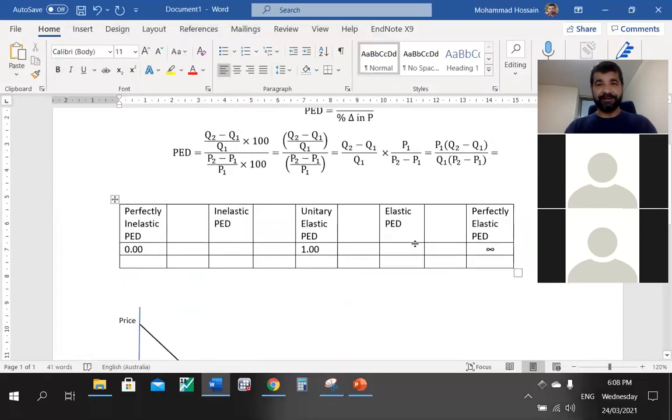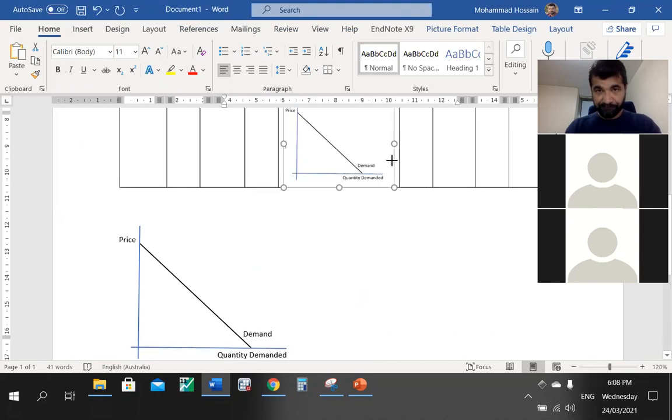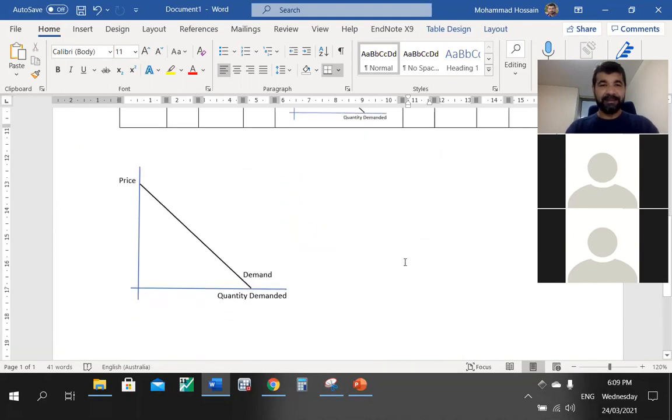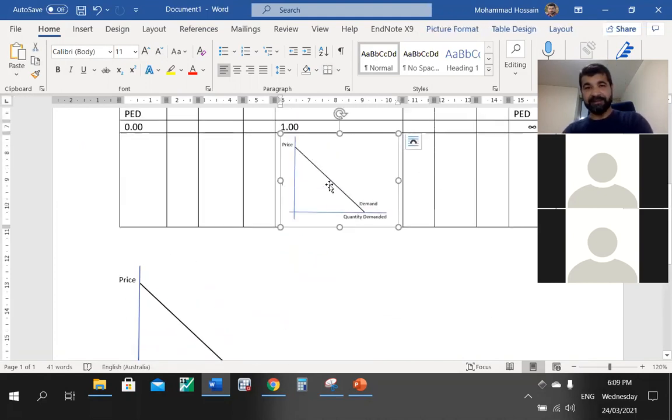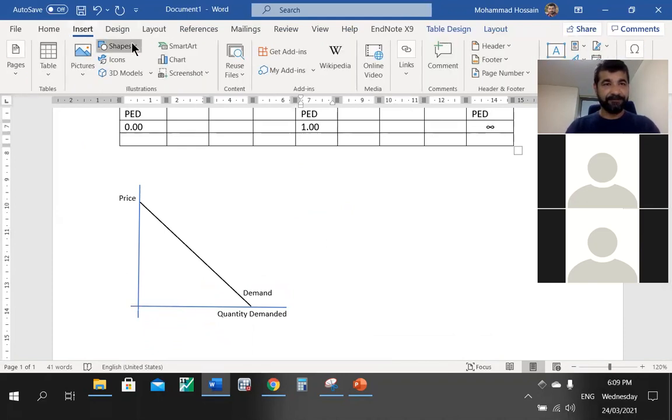This one is unitary. Why it is unitary and how do I know it? Look, both of these sides are equal. And I think I should do a little bit better than this. This is not very good, to be honest. Let me do it a little bit better than this, so you guys can understand it much easier.